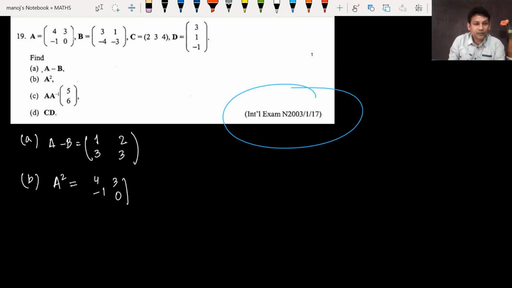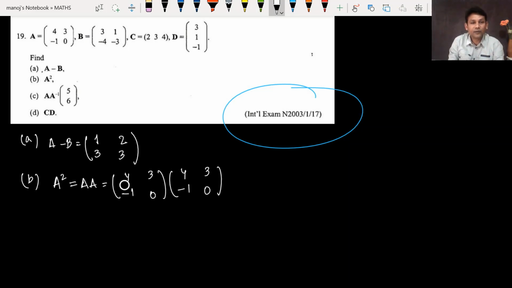This A square means I have to write what? A multiplied by A. So we need to multiply 4, minus 1, 3, 0 with 4, minus 1, 3, 0, and we need to do the multiplication, first row first column, first row second column, and so on. Okay, part C. Part C, the marks are not written here.